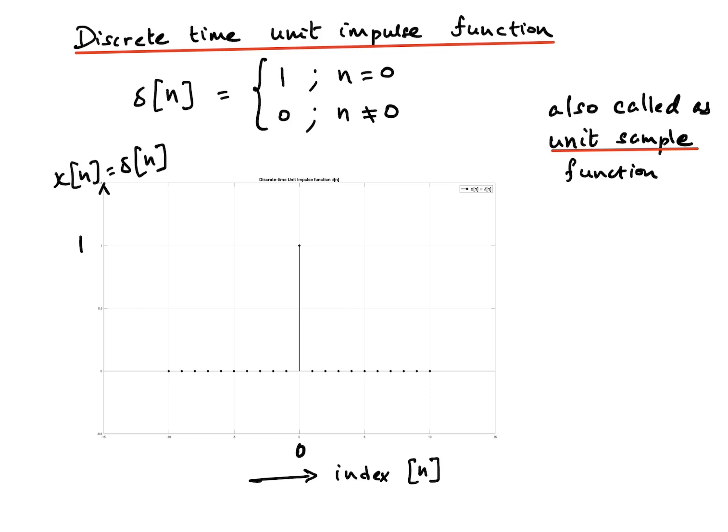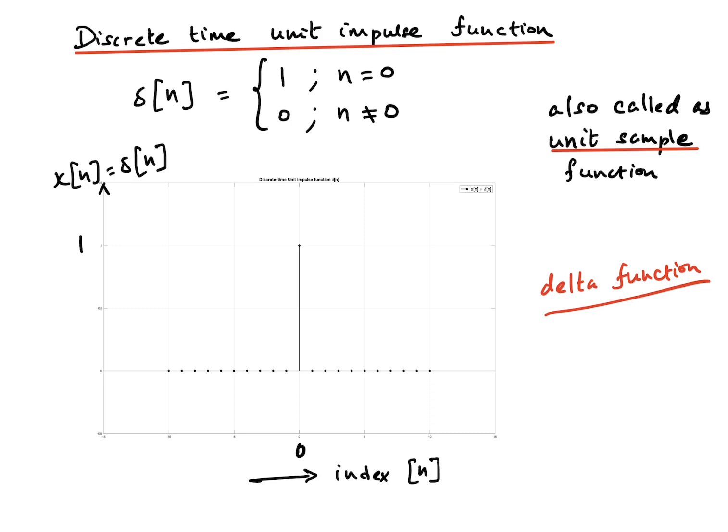Sometimes the impulse function is also called the delta function because we denote it by the Greek letter delta. So it has three different names. It can be called unit impulse or unit sample or even delta function sometimes.